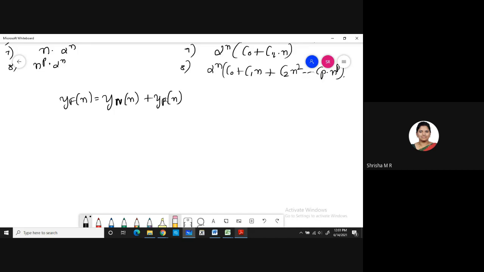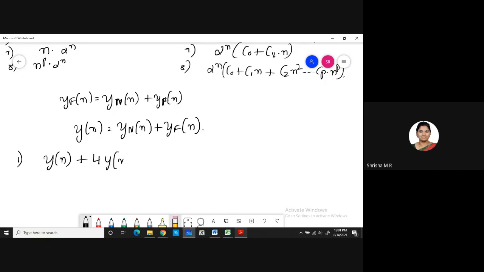After finding the forced response, the total response y of n is equal to yn of n, the natural response, plus yf of n, the forced response. Quickly, I'll give you one problem and we'll try to solve it. Find the total response of the system described by the difference equation y of n plus 4 times y of n minus 1 plus 3 times y of n minus 2 is equal to u of n.